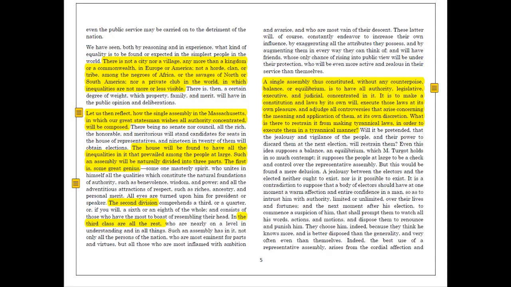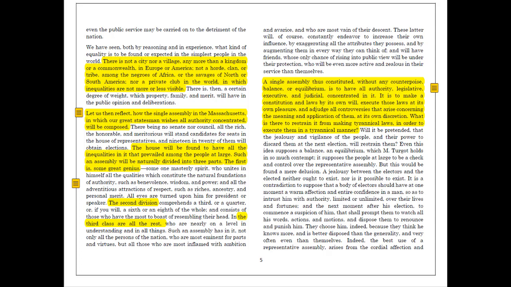So here we have in succinct form Aristotle's the one, the few, and the many. Some great genius, a second division who have the most to boast of resembling their head, and then all the rest. Now, what's the consequence of those naturally divided forces or naturally distinct forces all having to compete, if you will, on one court or in one arena?